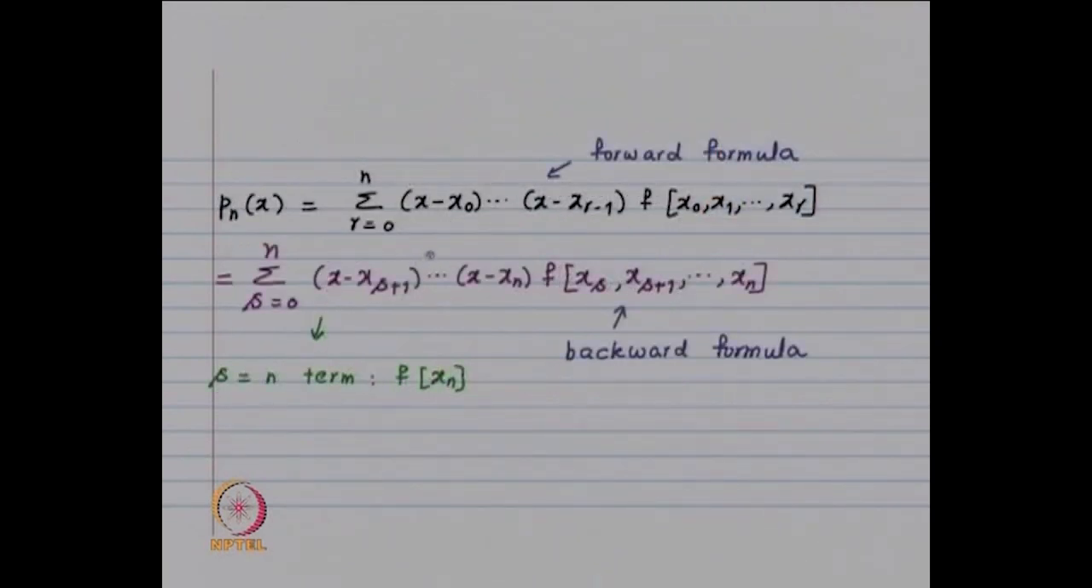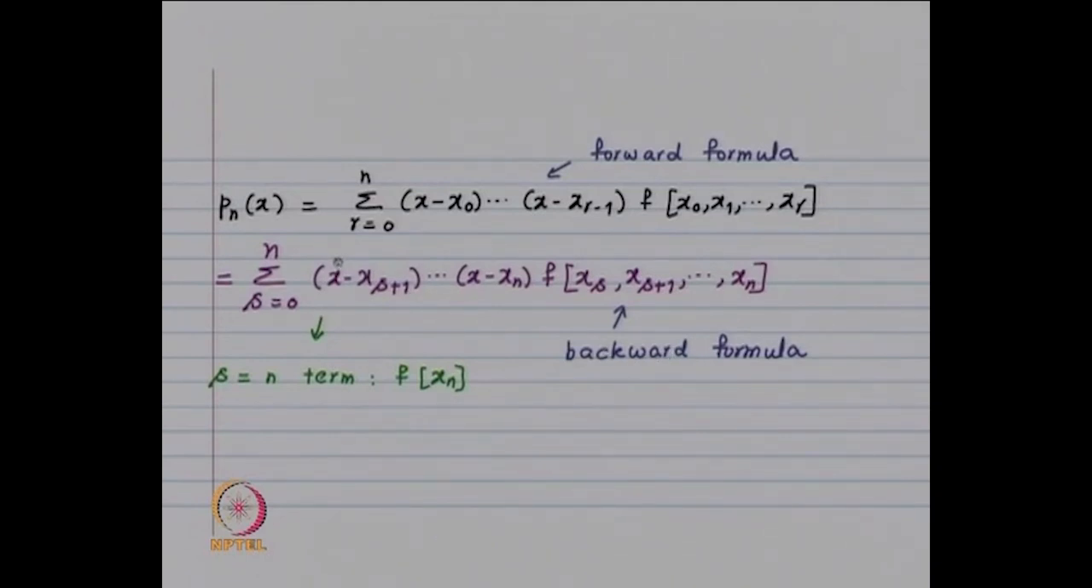And in compact form, you can write it as summation r goes from 0 to n, (x minus x0)...(x minus xr minus 1) and the divided difference based on x0, x1, ..., xr. Remember always, if you are going here up to xr, you are multiplying up to (x minus xr minus 1). Here in the backward formula, it will be f[xs plus 1,...,xn], or if you want xn, xn minus 1 and then go up to xs, and then you multiply by (x minus xn)(x minus xn minus 1)...(x minus xs plus 1). So, this is a forward formula and this is a backward formula.